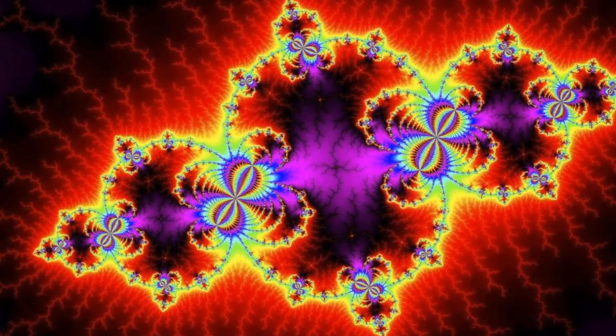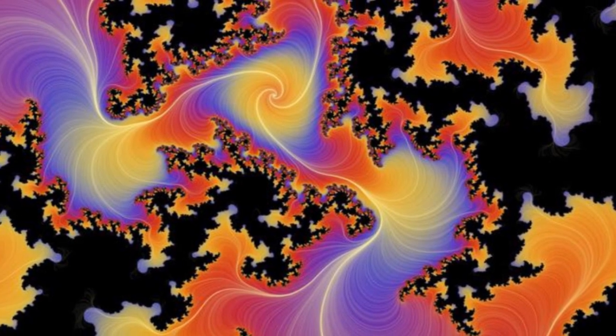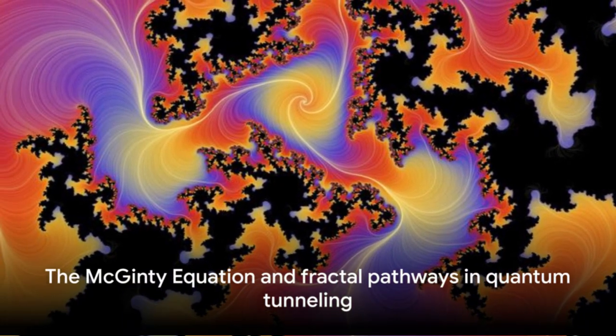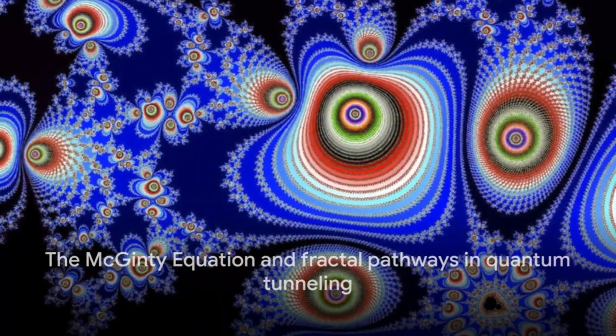Picture that hill or barrier as a complex, self-repeating pattern, a fractal. Fractals are everywhere in nature, in snowflakes, ferns, even coastlines. They're irregular yet infinitely complex, with the same pattern repeating over and over at different scales. The McGinty Equation suggests that these fractal pathways could have a profound impact on how particles tunnel, potentially altering the probability distributions and energy landscapes associated with these tunneling events.